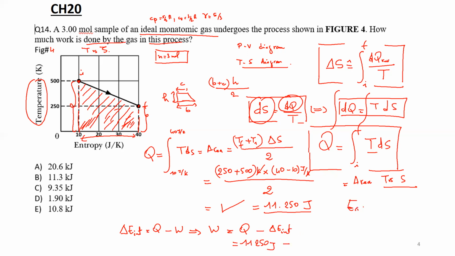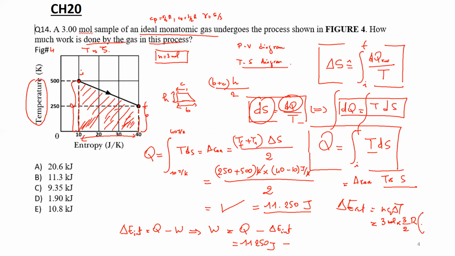Remember, internal energy is just N Cv T. So change in internal energy is N Cv delta T. So N, I know it, 3 moles. Cv, I know it. It's basically 3 divided by 2 R. And I know delta T between the initial and final. So it will be T final minus T initial.